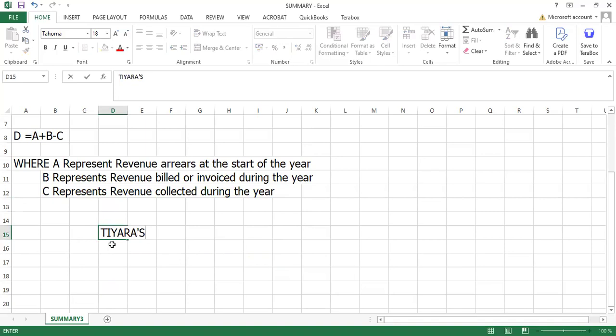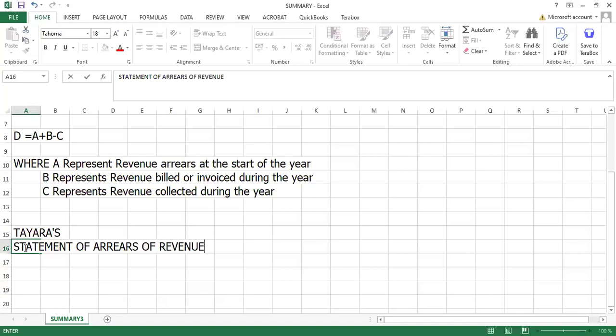IRS statement of arrears of revenue as at 30th June 2022.